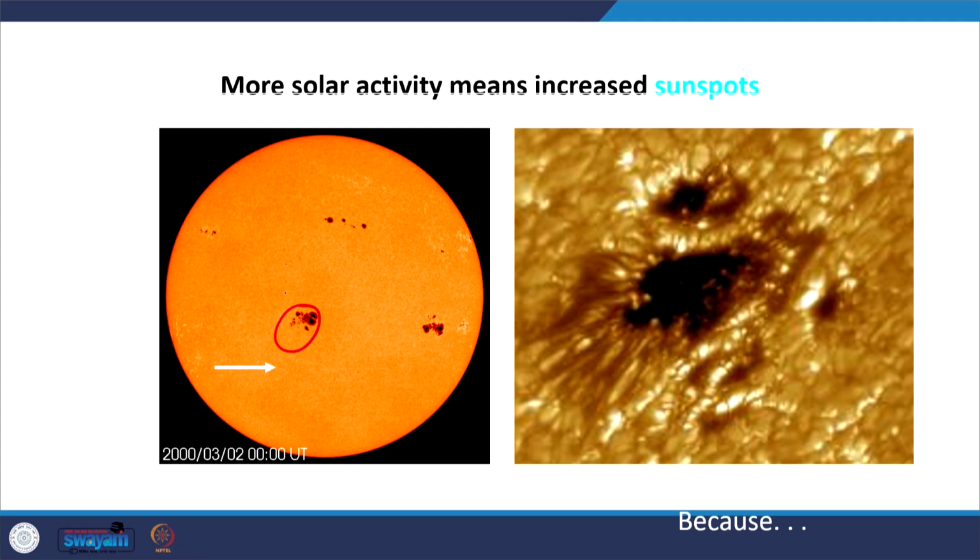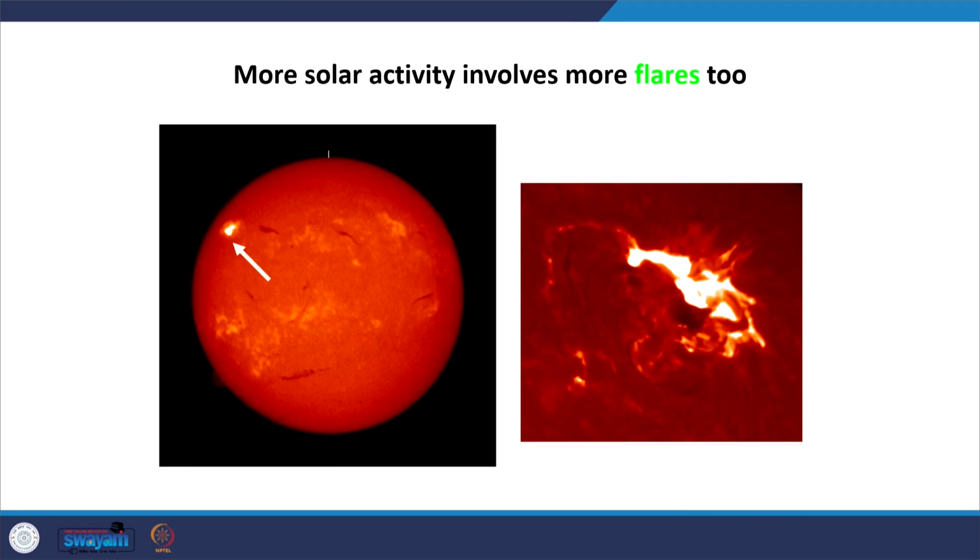You see here, leading sunspot, they always appear in groups, or they always appear in pairs. So more solar activity means increased number of sunspots, because more solar activity actually involves more solar flares, right? So this is an image of solar flare which is zoomed out to be this. So you see so much intensity coming from the sun, all the different wavelengths, their radiances are peaked during the solar flare.